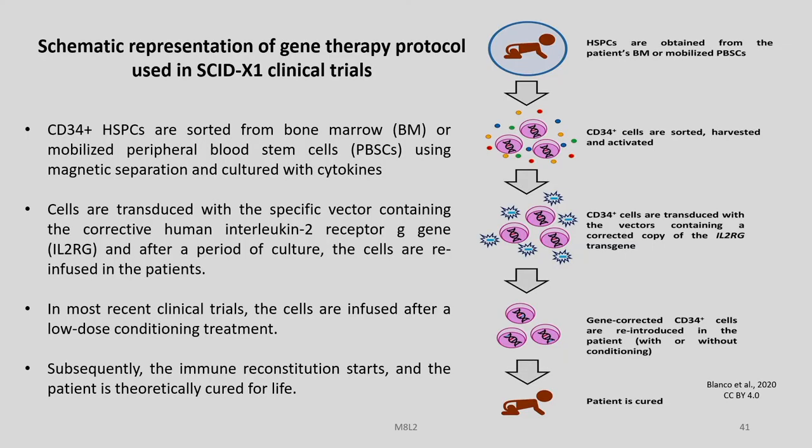September 1990. Here is a schematic for the gene therapy protocol used in SCID-X1 clinical trials. So, here HSCs are obtained from the patient's bone marrow or mobilized PBSCs, then CD34 plus cells are sorted, harvested and activated. CD34 plus HSCs are sorted from bone marrow or mobilized peripheral blood stem cells using magnetic separation and cultured with cytokines. The cells are transduced with the specific vector containing the corrective human interleukin-2 receptor gamma gene, IL-2RG, and after a period of culture, the cells are reinfused into the patient. In most recent clinical trials, the cells were infused after a low dose conditioning treatment. Subsequently, the immune reconstitution starts and the patient is theoretically cured for life.